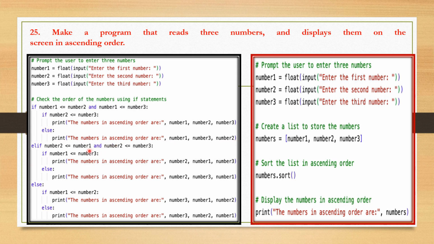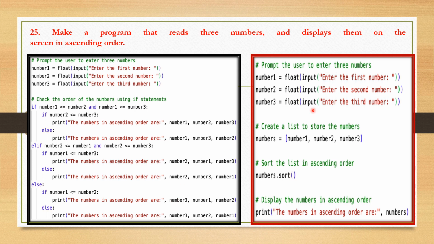Then we'll start with number 2 here. We'll compare number 2 with both number 1 and number 3. If number 2 is the lowest one, we'll write it here and then check which is smaller, number 1 or number 3, and write it accordingly. If number 1 is smaller than number 3, the order should be number 2, number 1, number 3, else it should be like this. Similarly we'll check it for the other number, number 3, and write the results.